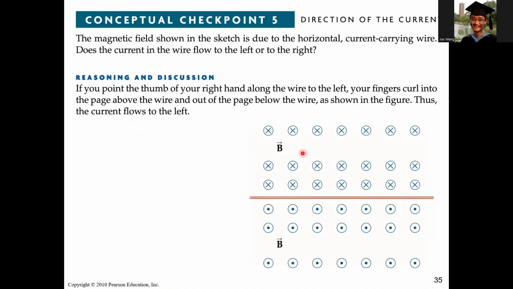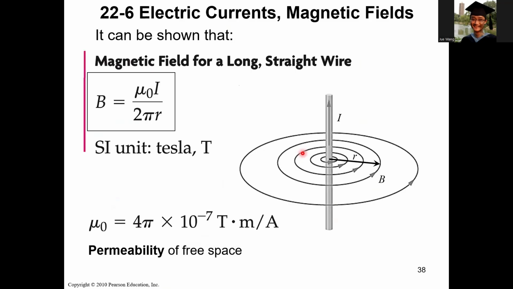Okay, and the strength of the magnetic field is proportional to the current, inversely proportional to the distance: mu naught I divided by 2 pi r. Okay. Mu naught is the permeability of free space, a given value, 4 pi times 10 to the minus 7 Tesla meter per ampere.